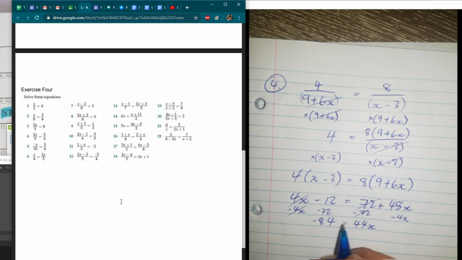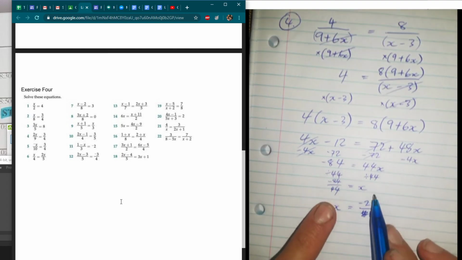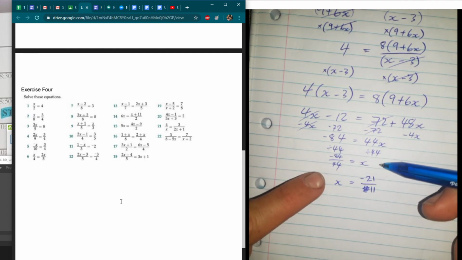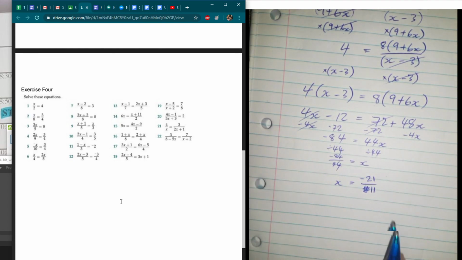Okay, and now we just need to divide by 44 to get x by itself. And so we get negative 84 over 44 equals x. Let's simplify this. We can divide both sides, the top and the bottom, by 4. So it's going to become negative 21 over, well, I didn't divide it, sorry, over 11. Remember, you can just swap these around. It's not too much of an issue to just change your right hand side and left hand side if you want it to look a little bit tidier, but that's fine.